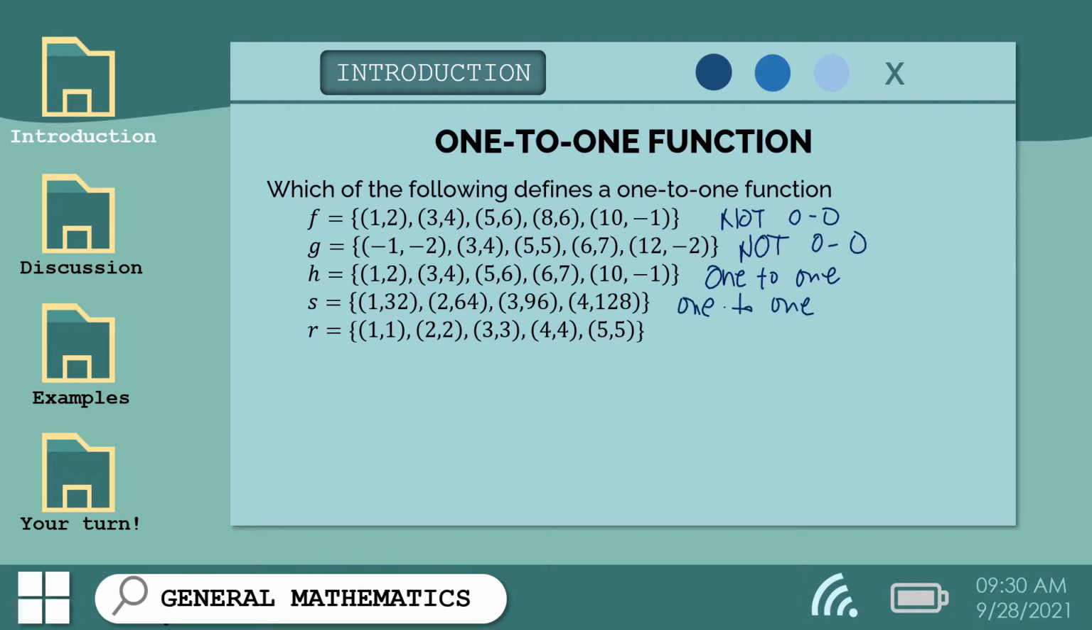Next naman po yung ating r. Sa ating r, we have 1-to-1, 2-to-2, 3-to-3, 4-to-4, 5-to-5, and vice versa. Kung mapapansin nyo, ito po ay function. And kung mapapansin nyo rin po, nasatisfy niya na ito po ay 1-to-1 function, kasi walang y value na nakapare sa higit sa isang x value. So, this is a 1-to-1 function. So, ganun lang naman ang 1-to-1 function.